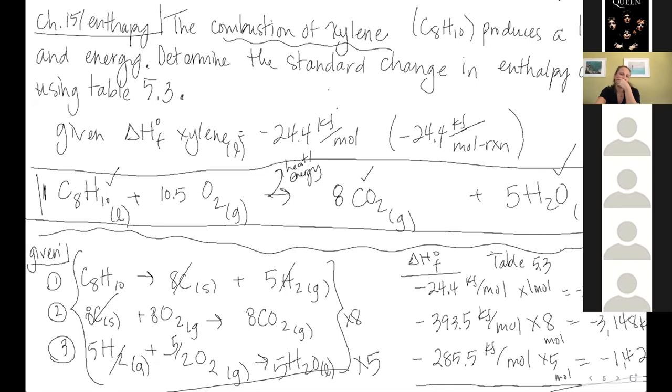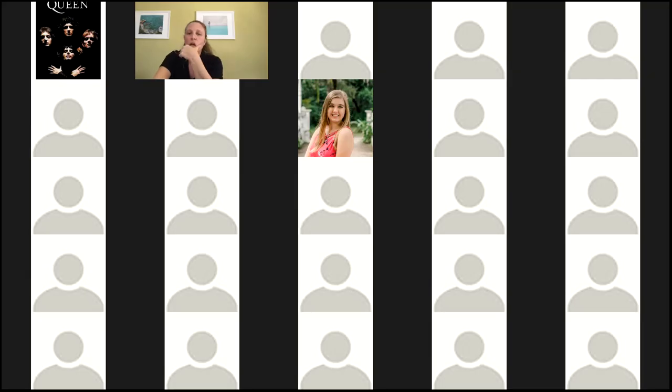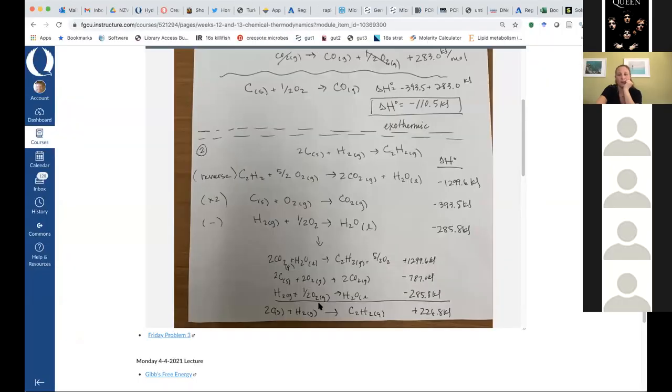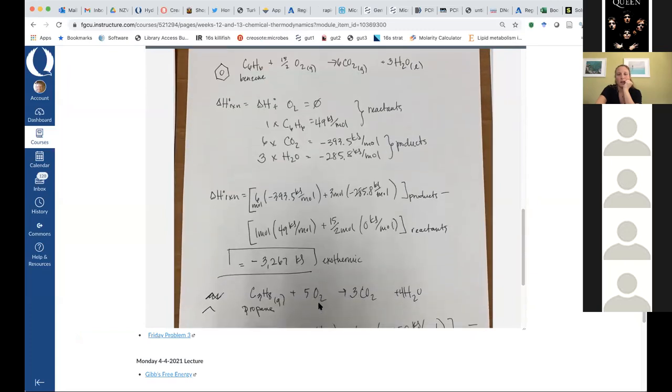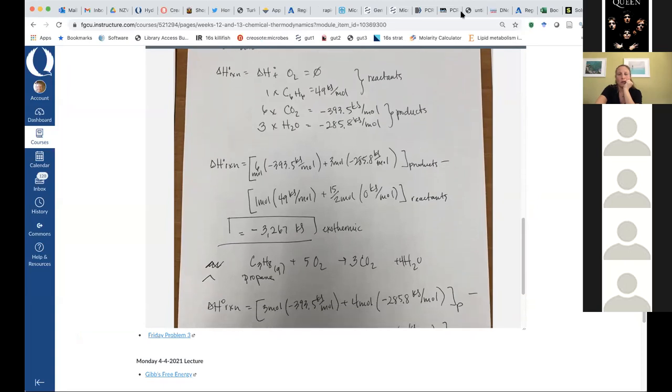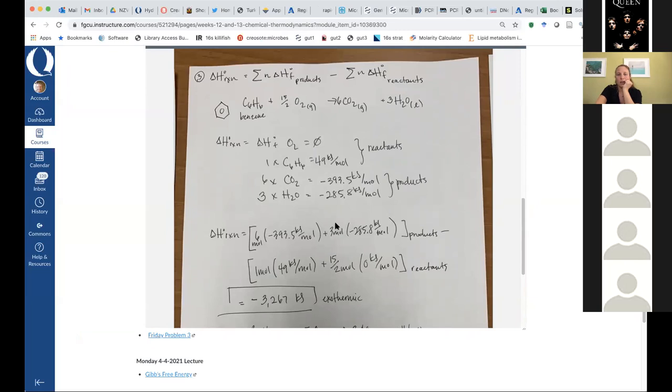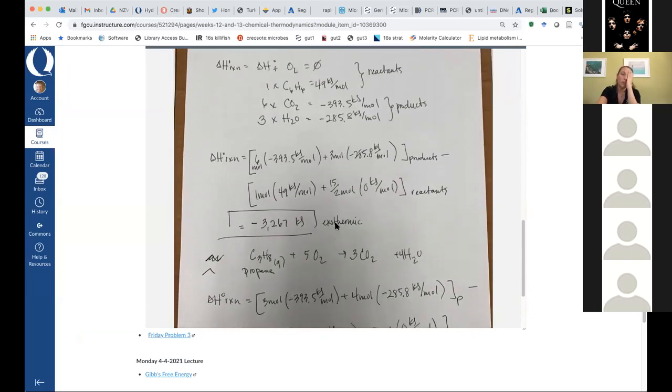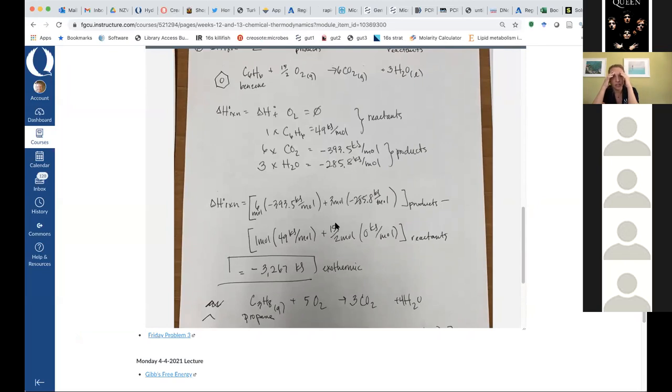I guess I'm just confused as to why here we're just adding them all instead of products minus reactants. So let me think of a good way to explain this. Well, when we do products minus reactants, we're still looking for the entire reaction.